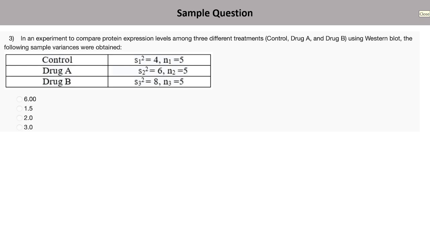Okay, so this is your first question. In an experiment to compare protein expression levels among three different treatments, control, drug A, and drug B using Western blot, the following sample variances were obtained. You have three treatments, and their variance and number of values in the data sets are given, and you have to calculate the pooled variance for this. You can try solving this question, and then we can understand the concept and solve it.